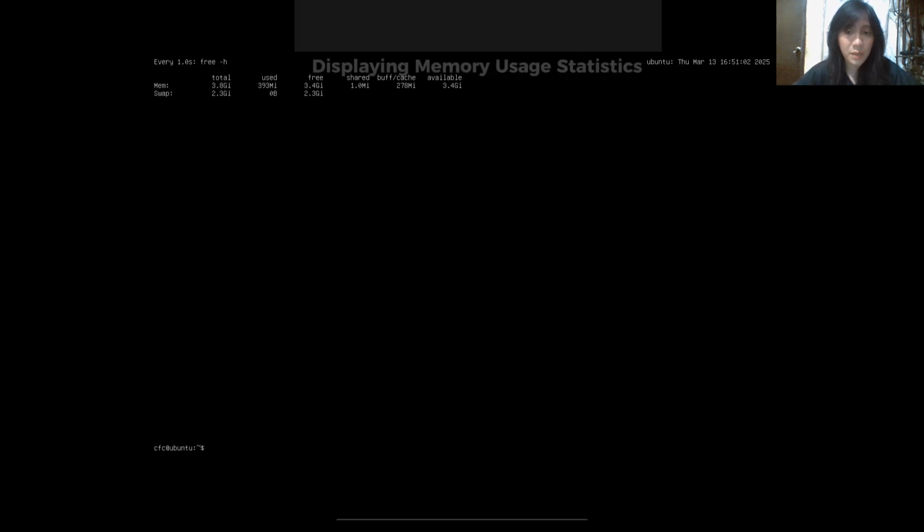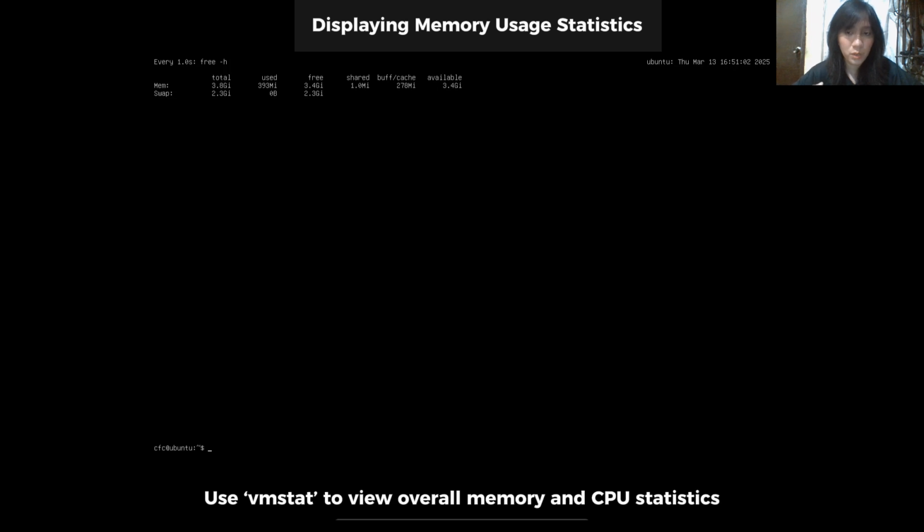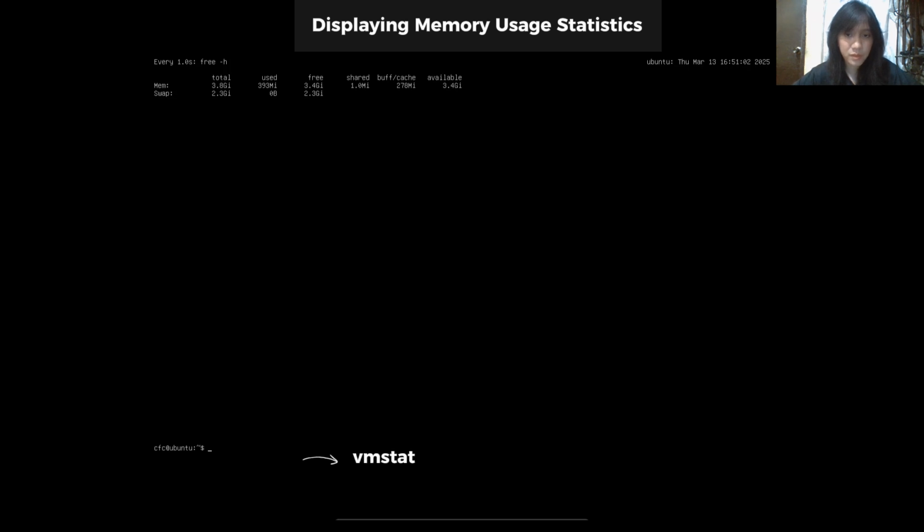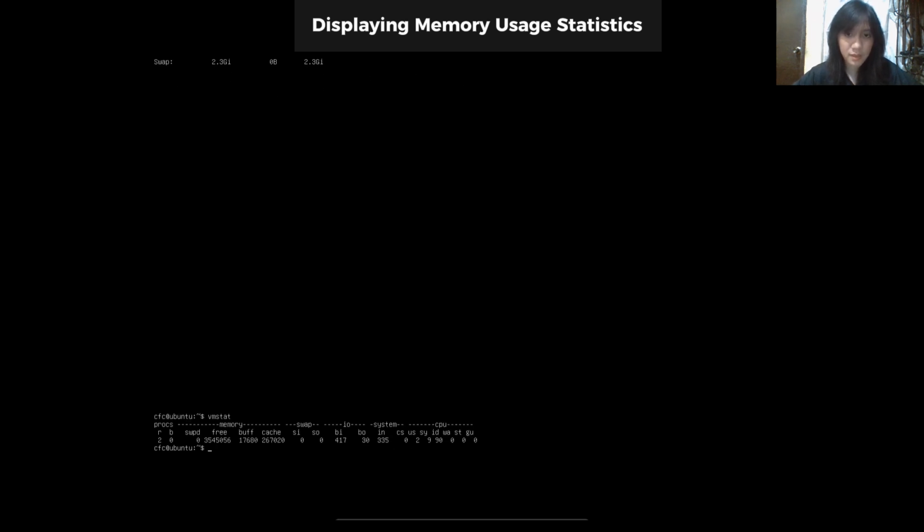Next, we use vmstat to view overall memory and CPU statistics. vmstat. The output includes procs, meaning the number of processes waiting for CPU, memory, meaning the details of memory usage, swap, meaning the information about swap usage, I/O, meaning the input-output operations, and the CPU, meaning the CPU activity statistics.